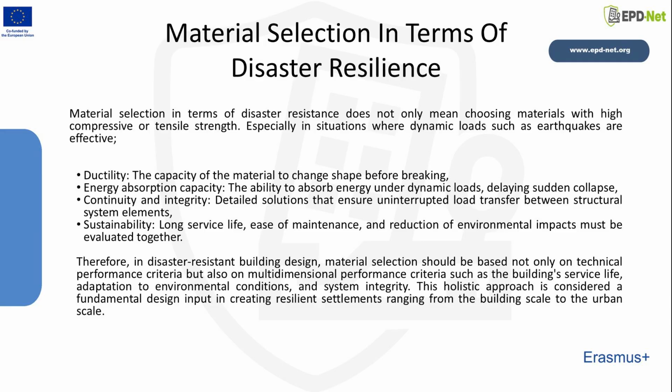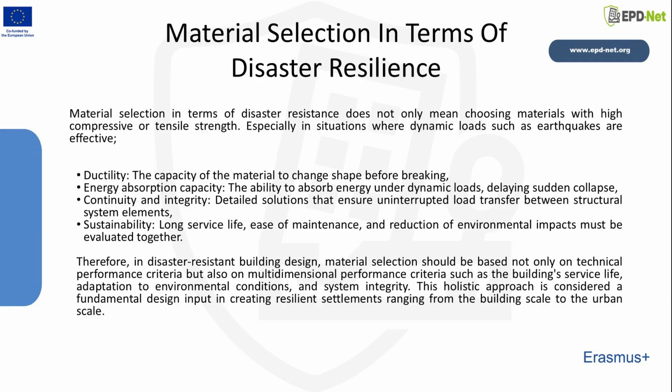A building that is environmentally efficient but unsafe during a disaster cannot be considered truly sustainable. Material selection in terms of disaster resistance does not only mean choosing materials with high compressive or tensile strength. Strength is important, but it is not sufficient by itself. Especially when dynamic loads, such as earthquakes, are effective, several additional criteria must be evaluated together.